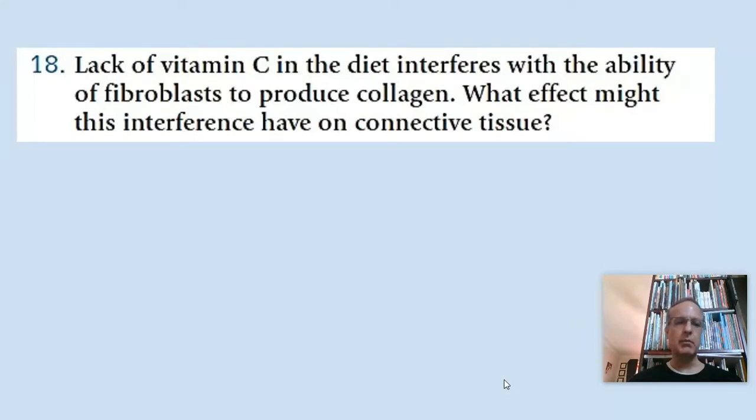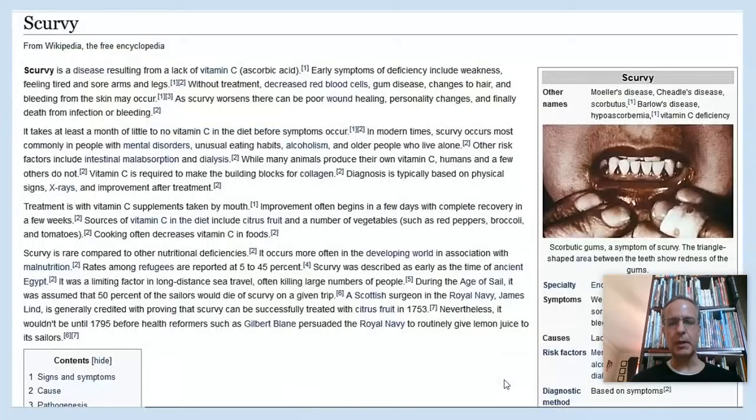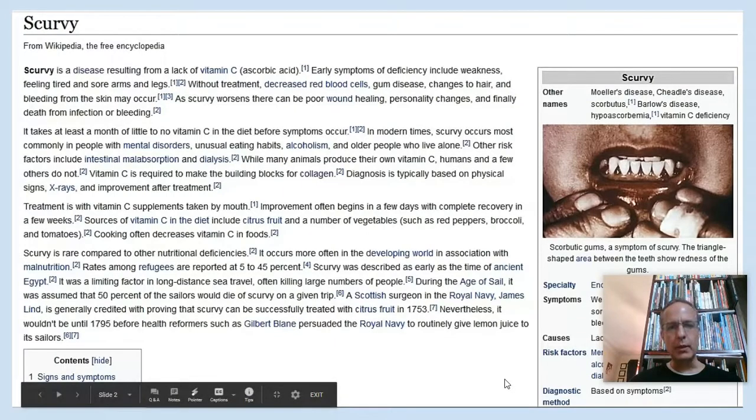And the name of this vitamin C deficiency is usually we call it scurvy. So I just wanted to say some things about scurvy. First of all, we look at the Wikipedia page and we see symptoms including weakness at first, and then eventually decreased red blood cells, gum disease, bleeding from the skin, poor wound healing, personality changes, and eventually death.